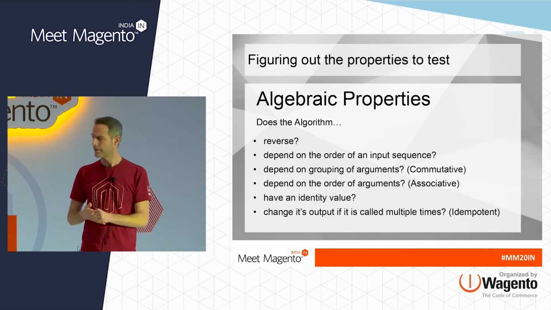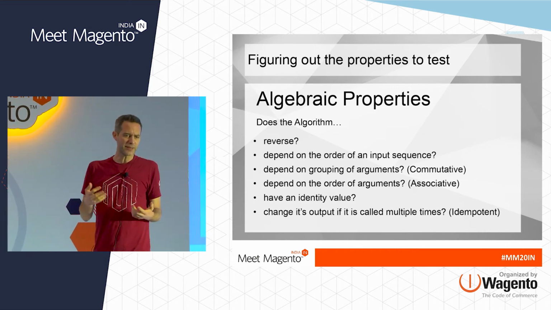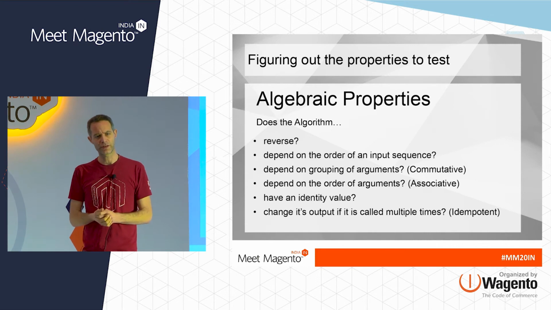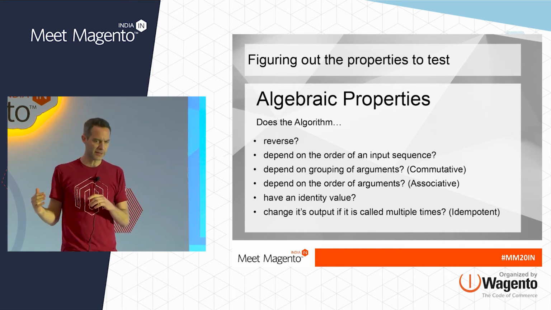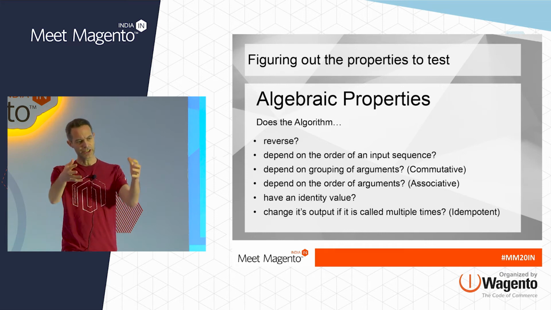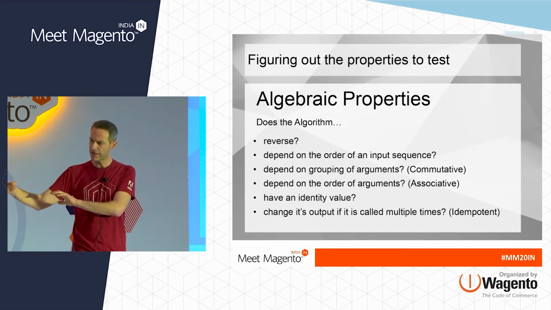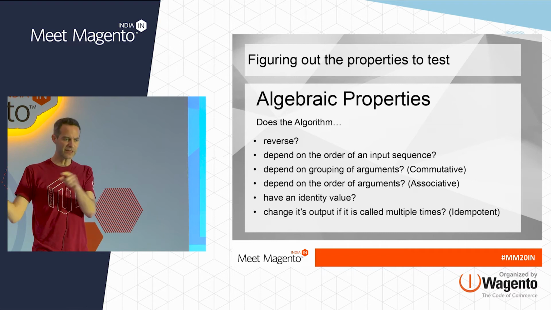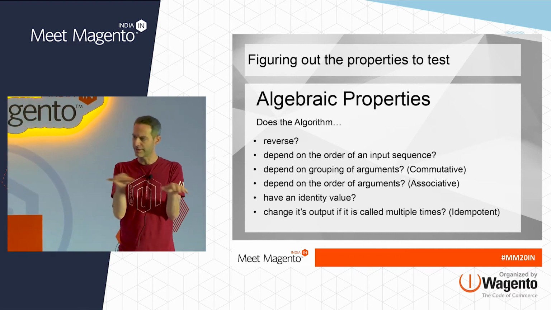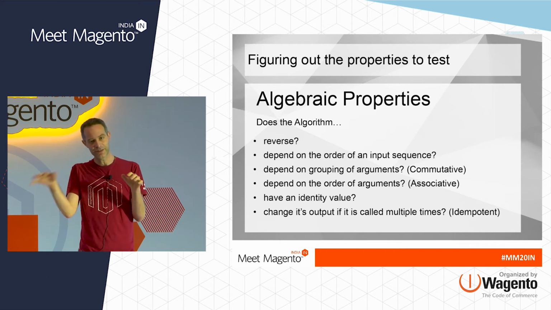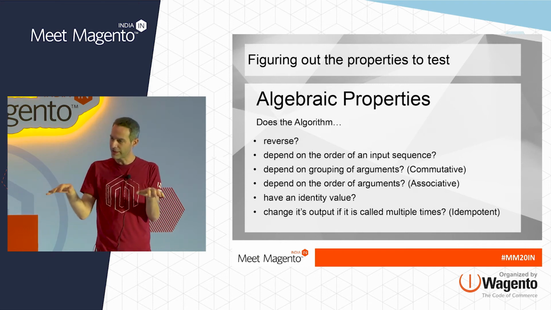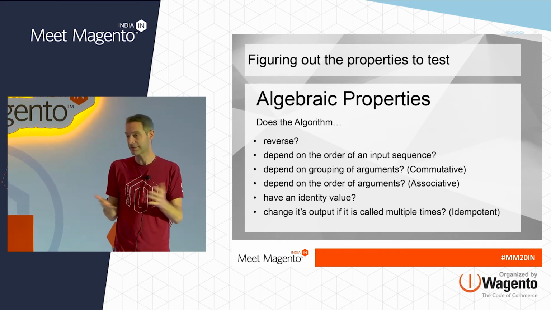and see if I can somehow use one of these properties. So first, maybe, does the algorithm reverse? The traditional example there would be, if I can serialize something, I generate a value, I call my function to serialize it, and then later, if I unserialize it again, I should have the input value again. So I don't have to re-implement the serialization. Instead, I just do the reversing of the operation and compare that to the input, right? So sometimes that works.